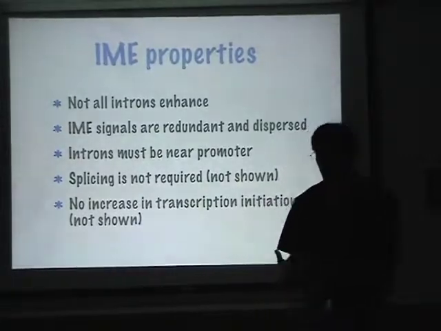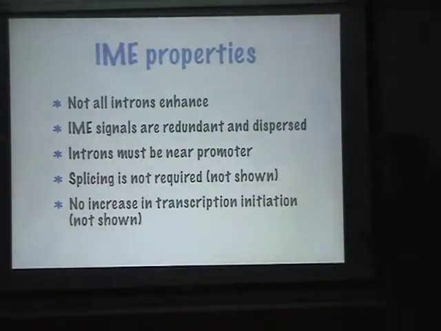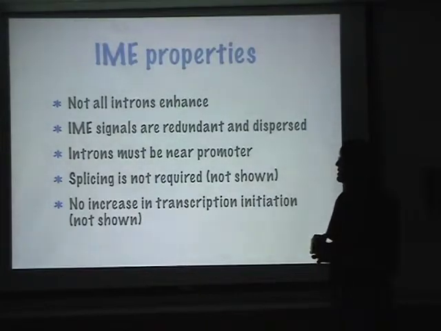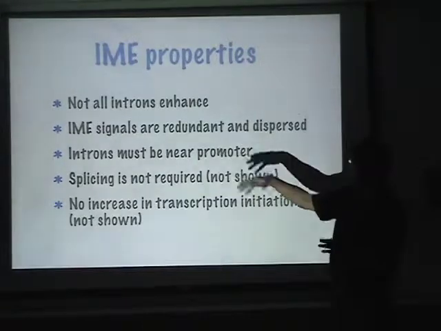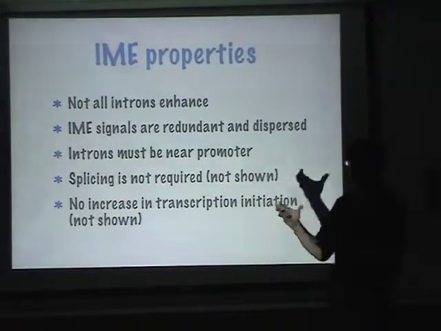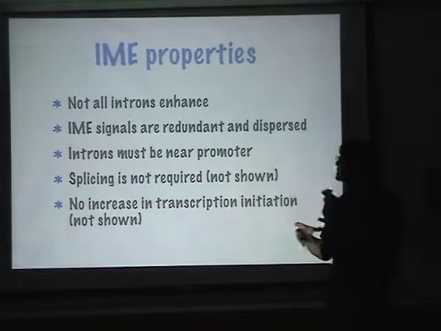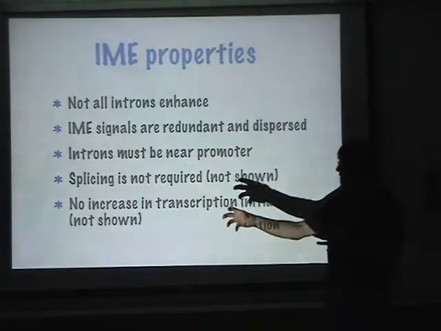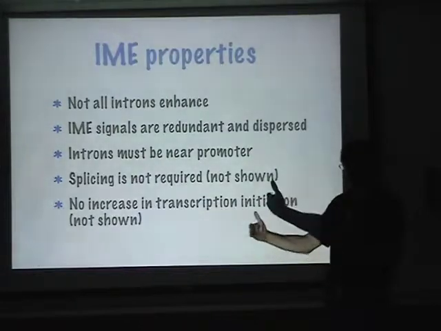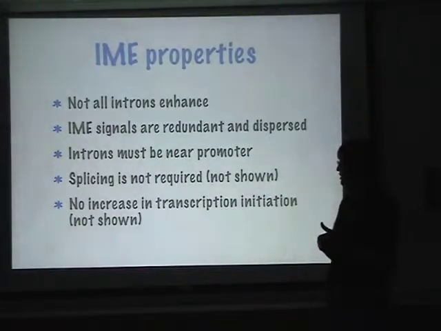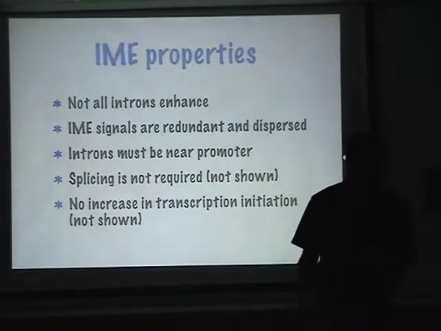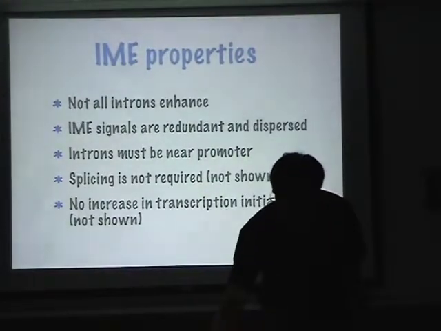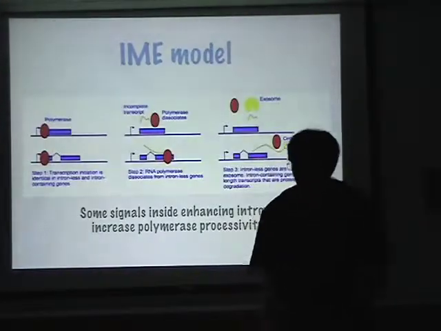So some of the properties of this is called IME, intron-mediated enhancement. I didn't tell you what that was, but not all introns can enhance gene expression. Whatever the signals are, whatever those words are, they appear to be all over. They're redundant and dispersed. The introns have to be near the promoter to have an effect. Splicing is not required. That's the part of removing stuff, which we don't really need to talk about. And no increase in transcription initiation, meaning that the promoter at the beginning is not in any way really affected.